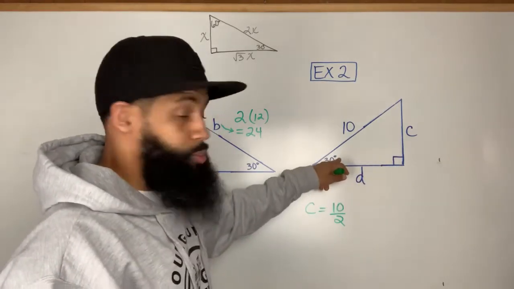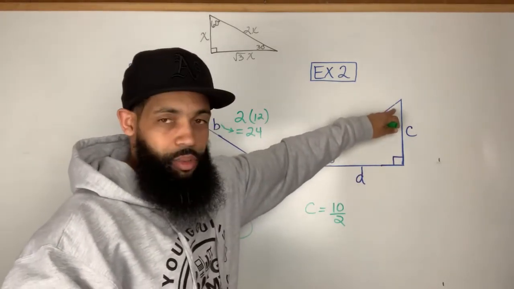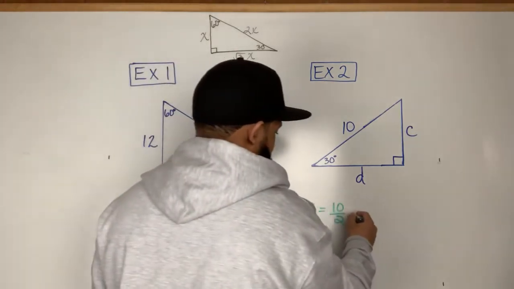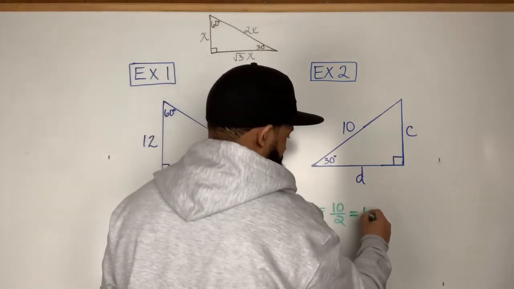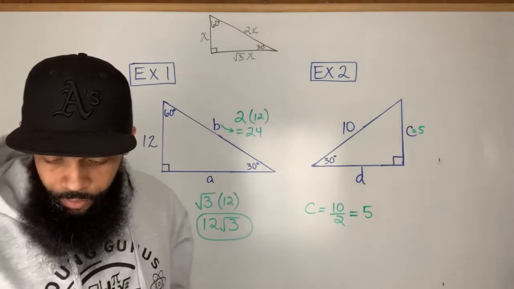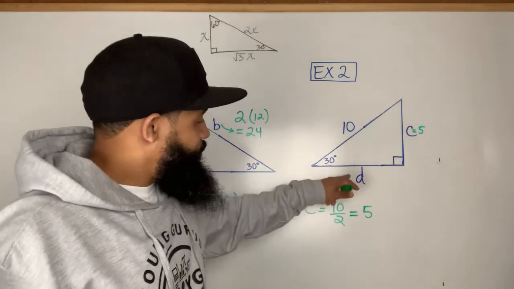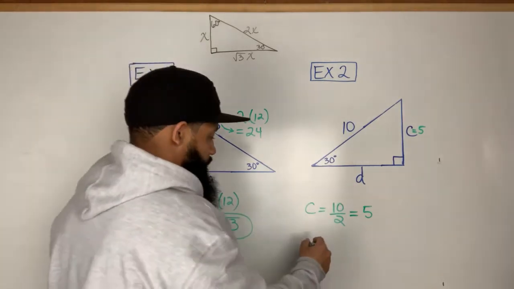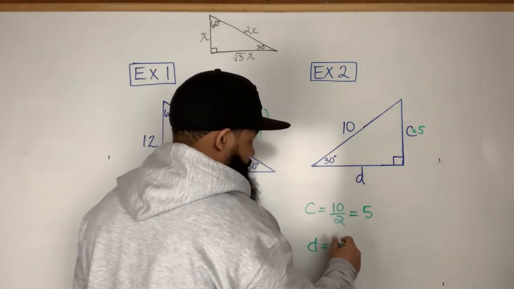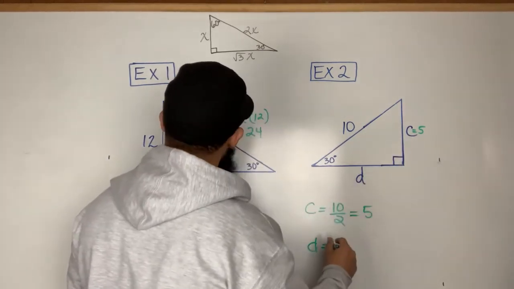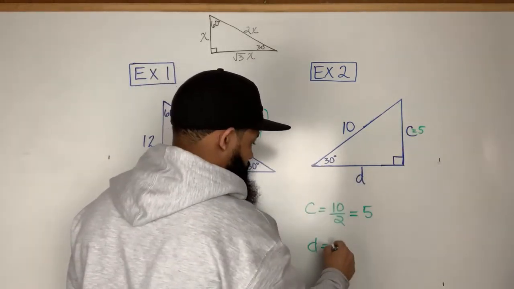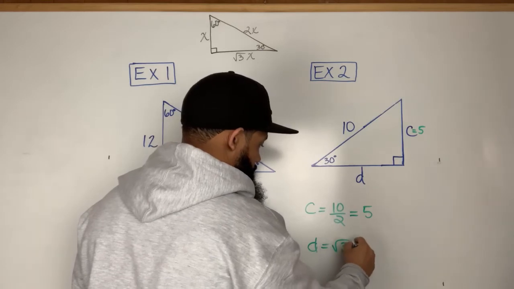Now notice this is labeled 30. Naturally, this is going to be 60 because of the triangle angle sum theorem. All right. So 10 divided by 2 is simply 5. So C equals 5. All right. Now, for D, we know that we can have the equation D equals the square root of 3 times x. So in this case, x is going to be 5. So the square root of 3 times 5.